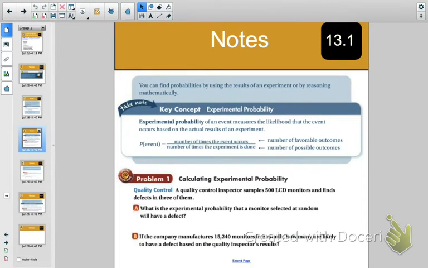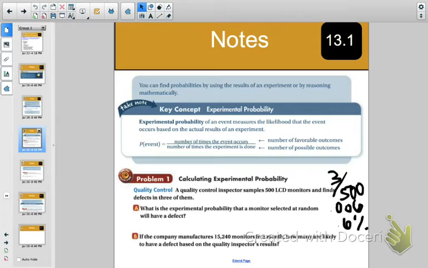a quality control inspector samples 500 LCD monitors and finds defects in 3 of them. What is the experimental probability that a monitor selected at random will have a defect? So the number that had defects was 3 out of 500. You can write your probability as a fraction, or you can change it to a decimal by dividing, which would give us 0.006, or you can write it as a percentage by saying 0.6%, because we moved our decimal twice.